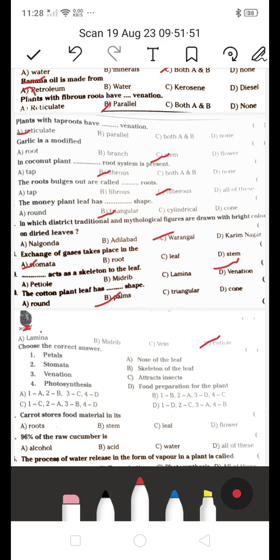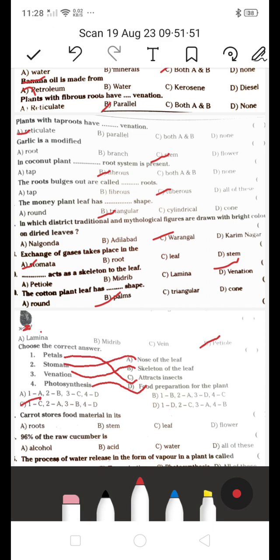Next, choose the correct answer. Petals, stomata, venation, photosynthesis; and nose of the leaf, skeleton of the leaf, attracts insects, and food preparation for the plant. Petals attract the insects, as part of the flower. Stomata is the nose of the leaf. Venation is the skeleton of the leaf. Photosynthesis is food preparation for the plant. So C is the right answer.